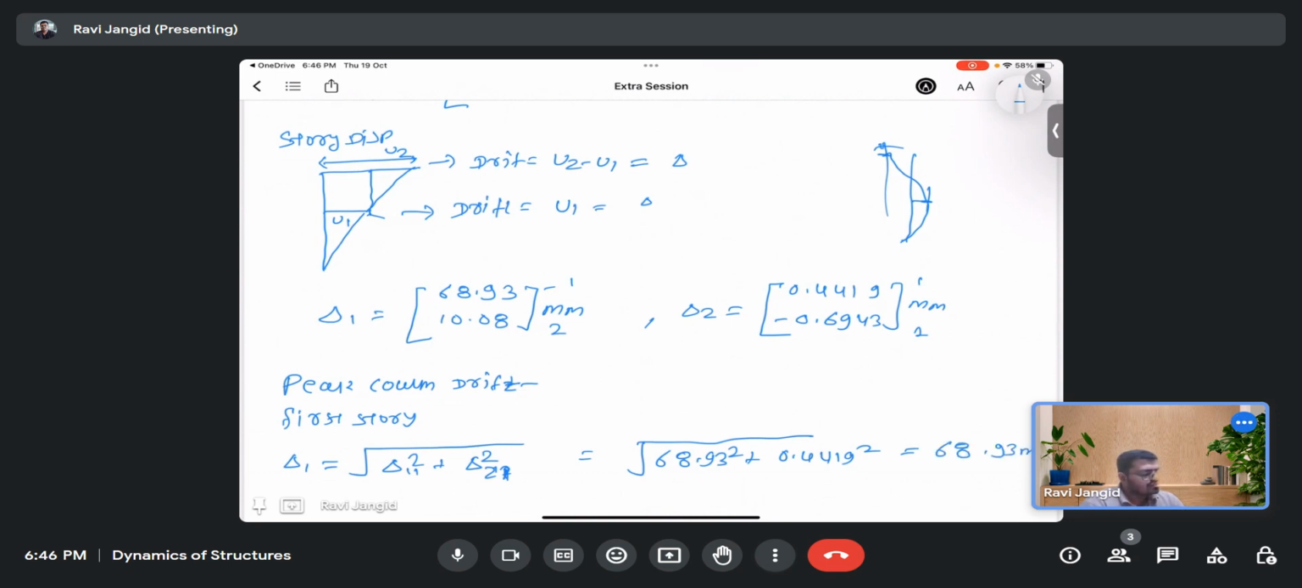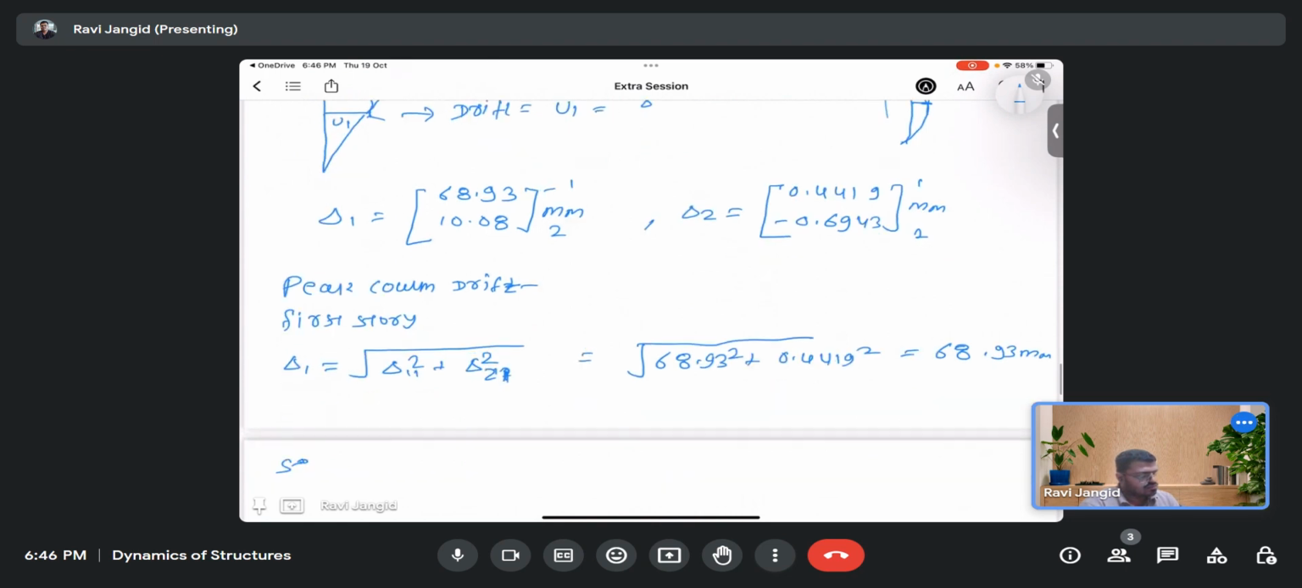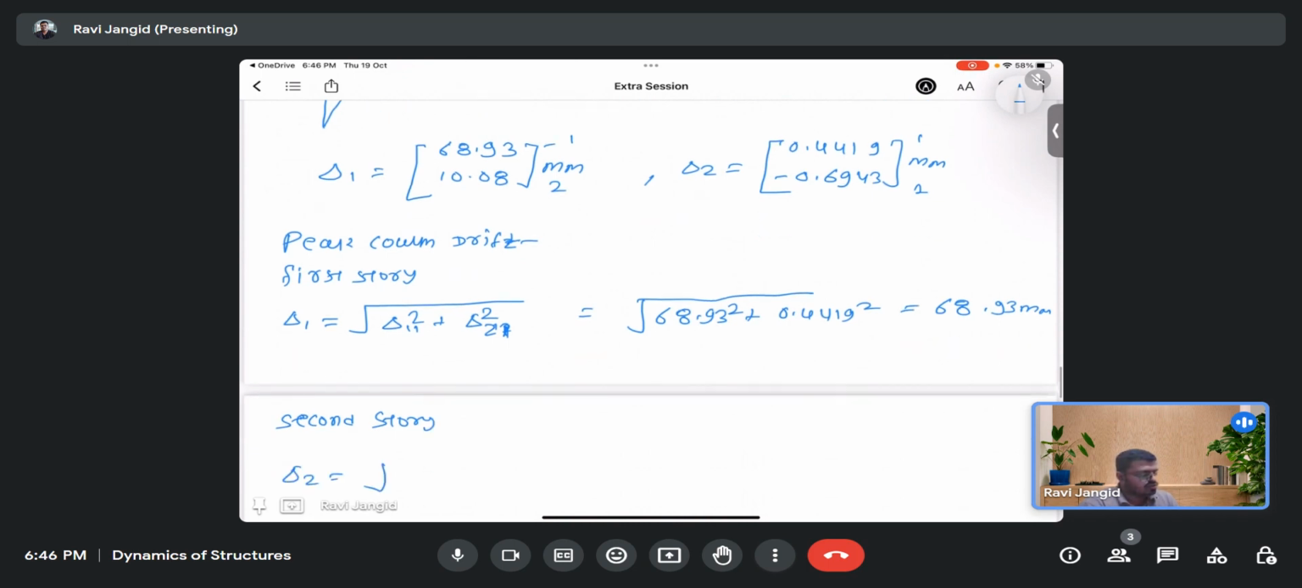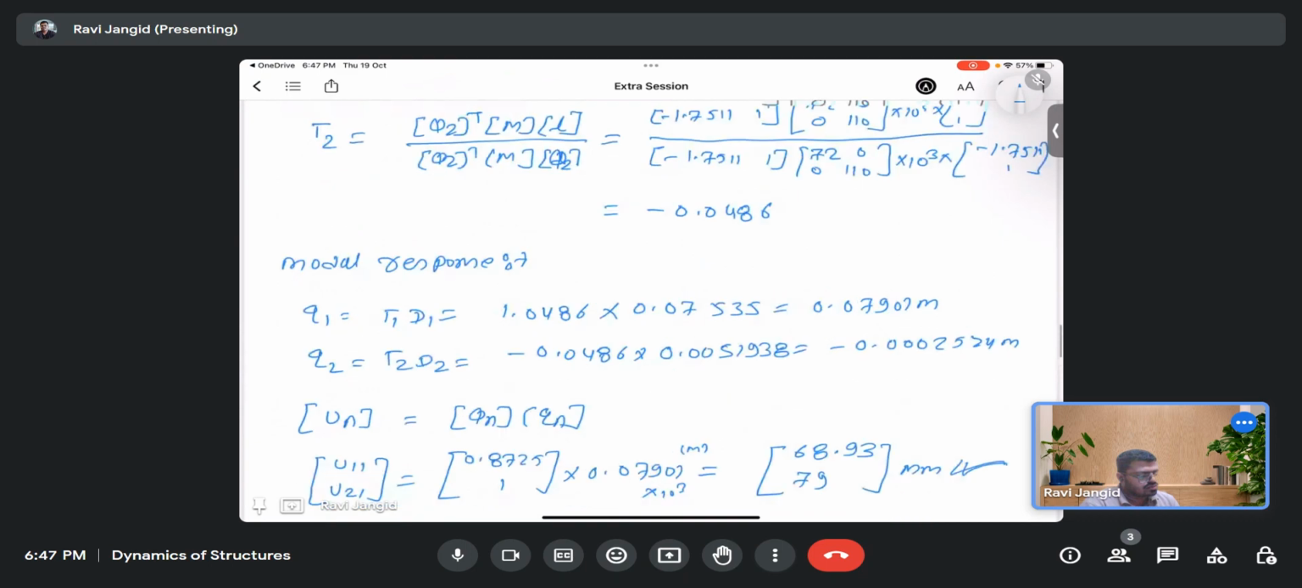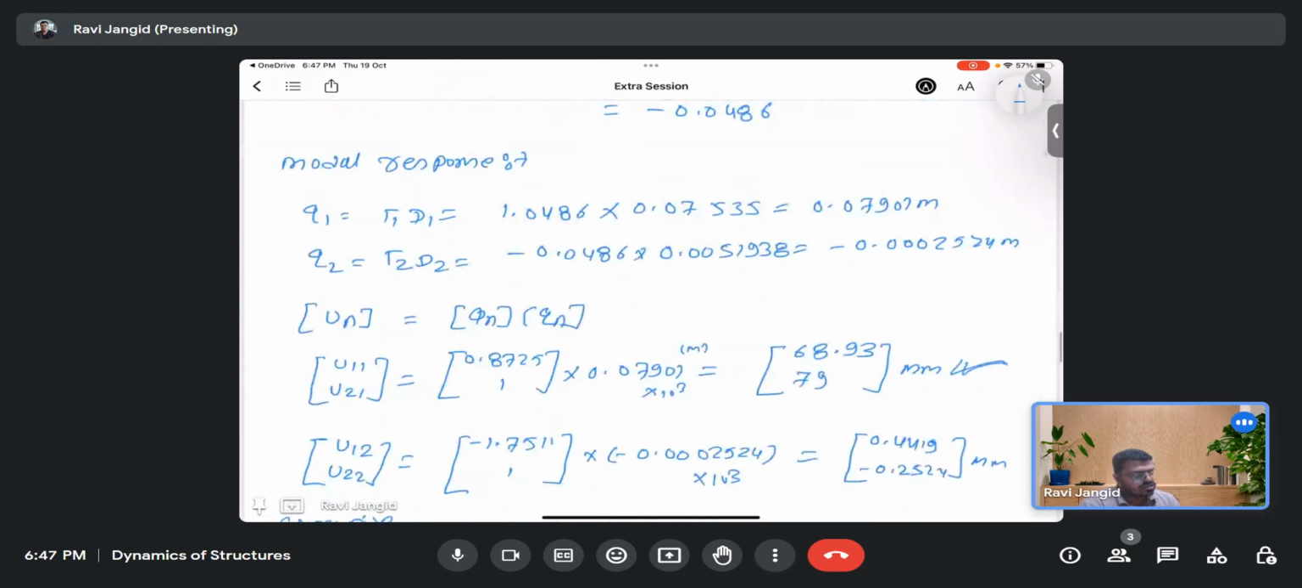So it would be coming out to be 68.93 mm. For the second story, delta 2, it would be delta 2 1 square, delta 2 2 square. So that would be 10.08 square plus 0.6943 square. That is coming out to be 10.104 mm. So these are your peak drift. Now we need to find out part C.